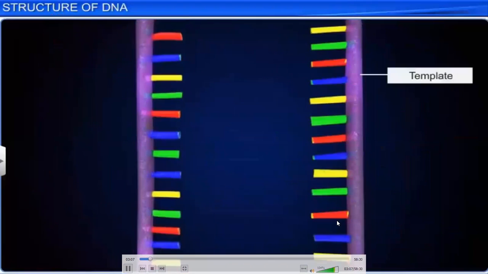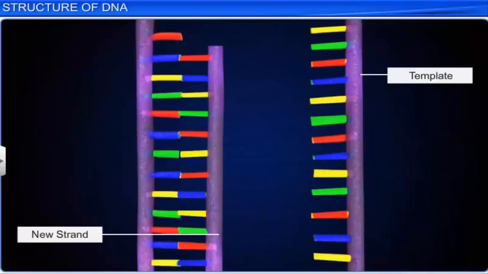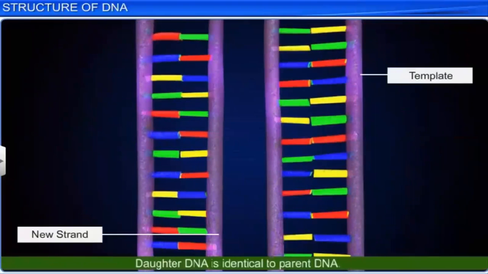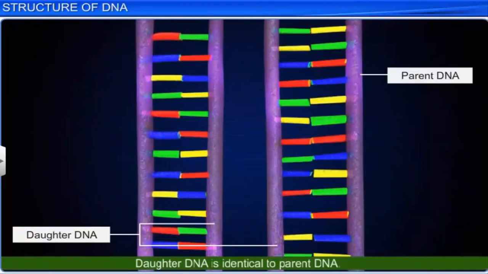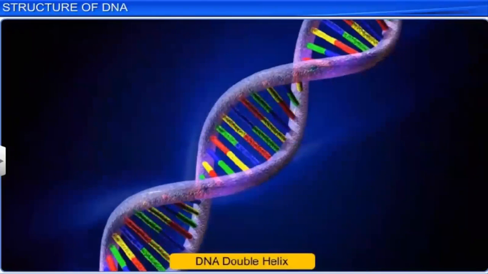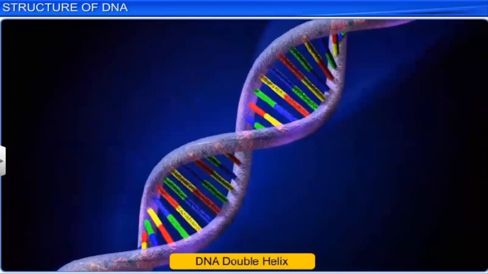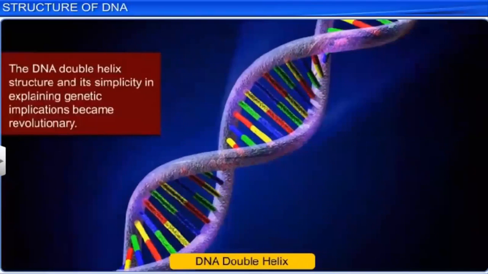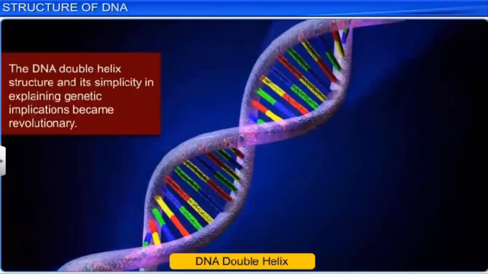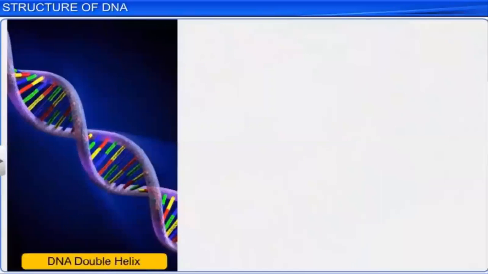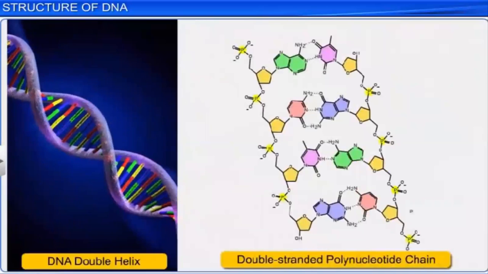Each serves as a template for synthesis of a new daughter strand because of complementary base pairing, and the two double-stranded daughter DNA generated are identical to the parent DNA molecule. Thus, these discoveries provided a clearer picture of the genetic implications of the DNA structure, and soon the DNA double helix structure and its simplicity in explaining genetic implications became revolutionary. Let us now learn about the chemical structure of a polynucleotide chain present in the DNA double helix structure.